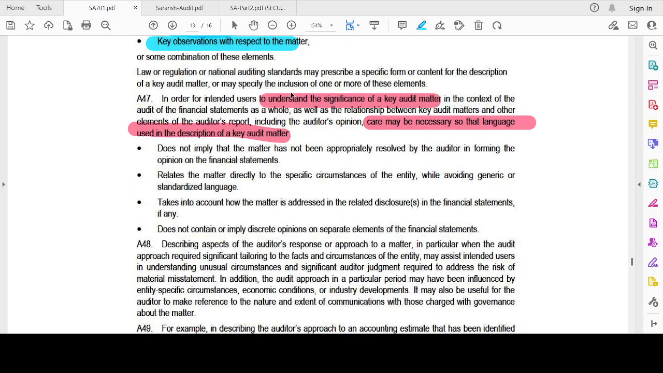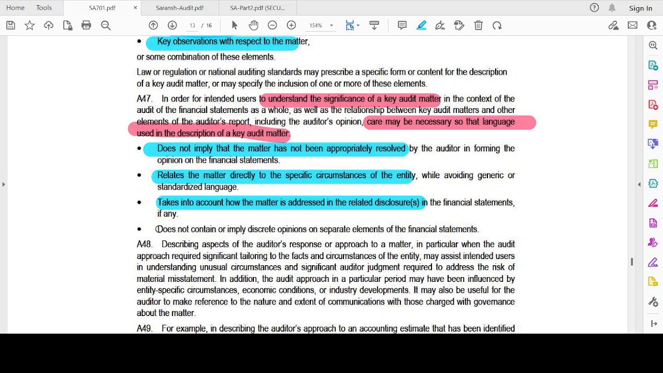In order for the intended user to understand the significance of the key audit matter in the context of the audit of the financial statements as a whole, as well as the relationship between the key audit matter and other elements of the auditor's report, including the auditor's opinion, care may be necessary so that the language used in the description does not imply the matter has been appropriately resolved by the auditor. It relates the matter directly to specific circumstances of the entity while avoiding generic language, taking into account how the matter was addressed and related disclosure in the financial statements. It does not contain or imply a discrete opinion on the separate elements of the financial statements. It should be in such a manner that I don't give a separate opinion on those elements of the financial statements.